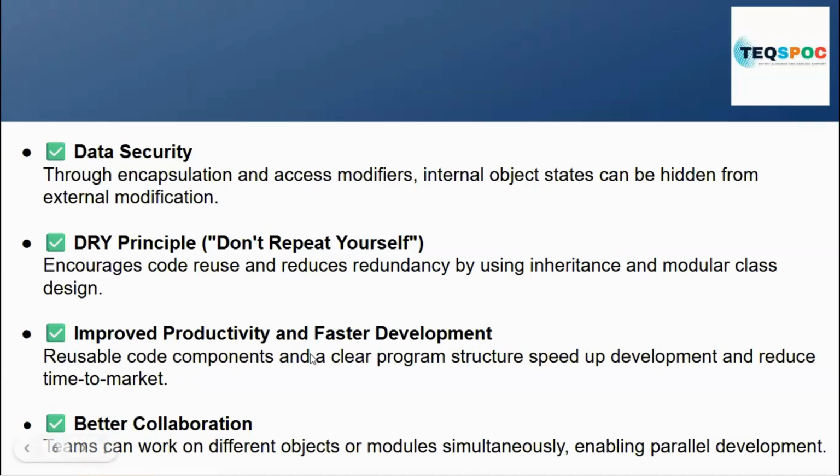Then improved productivity and faster development. When we use one class in another with the help of inheritance, or import one class into another class, we do not have to write the class again. That means code reusability improves productivity and enables faster development. Your time is saved, you do not waste your time. And better collaboration: a team can work on different object modules simultaneously, enabling parallel development.